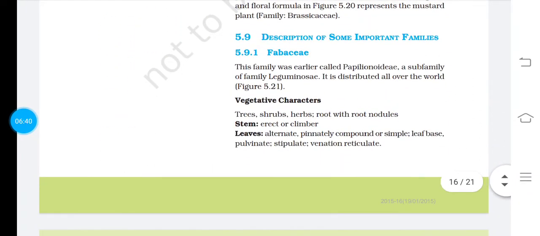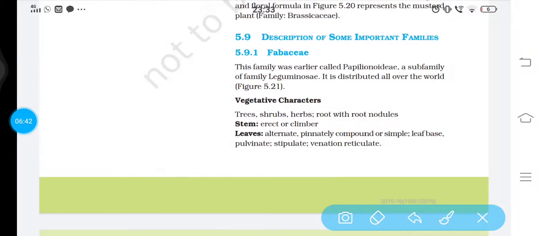The next one is a description of some important families. This I want to give homework to you all. I will explain it to you in that meeting also, when we will be having Microsoft meeting. But what you have to do, you have to see the members of Fabaceae. Fabaceae, its other name is also Papilionaceae, that is, all the pulse plants, that you have to see in your locality. If you have any pulse plant, you have to just relate these features with them.